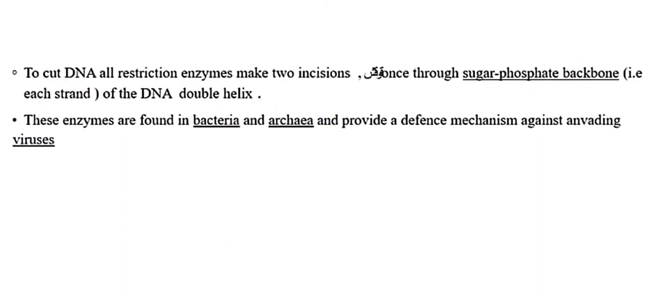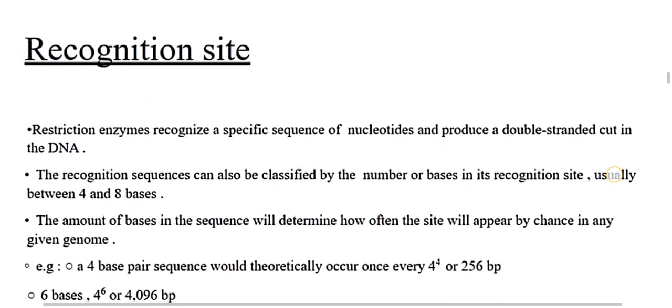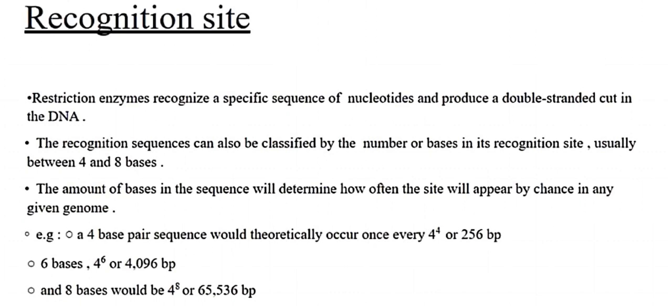To cut the DNA, all restriction enzymes make 2 incisions, one through the sugar-phosphate backbone of each strand of the DNA double helix. These enzymes are found in bacteria and archaea and provide a defensive mechanism against invading viruses. Recognition site. Restriction enzymes recognize a specific sequence of nucleotides and produce a double-stranded cut in the DNA.